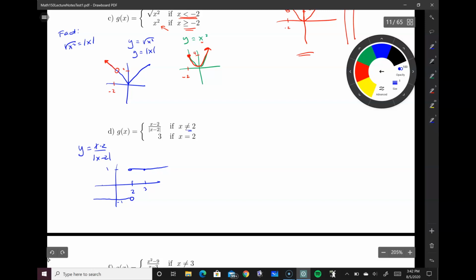So then to do this other part here, this says use y equals 3 when x is 2. So when x is 2, I'm going to pick up this point, x equals 2, y equals 3, right there. So this passes the vertical line test. This is the solution graph.